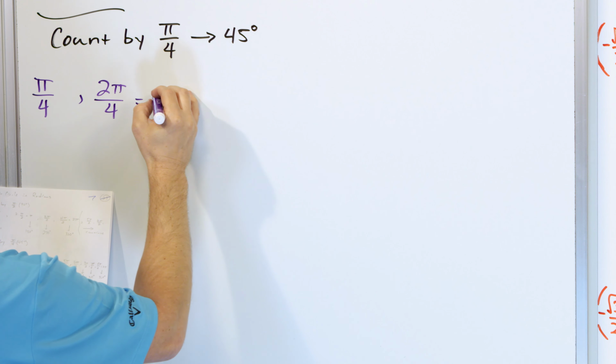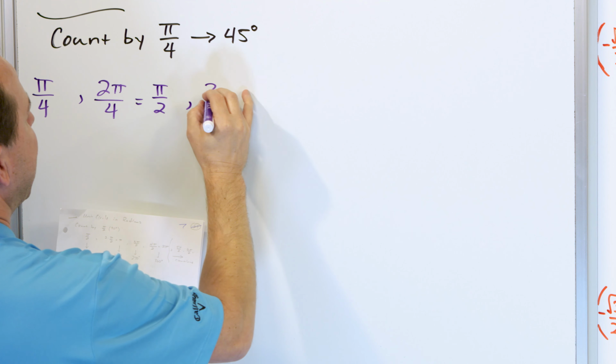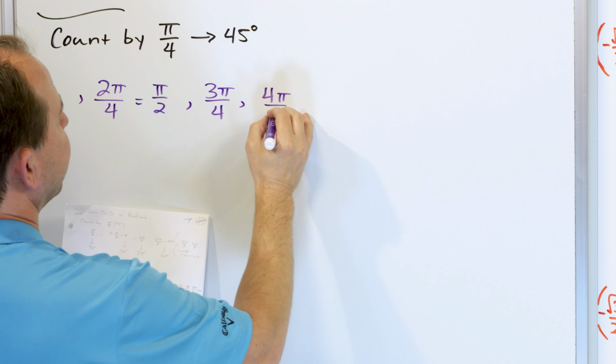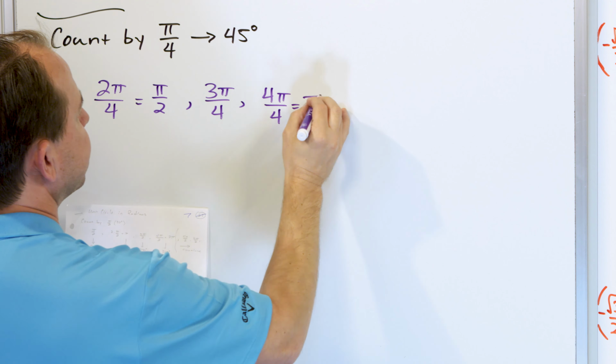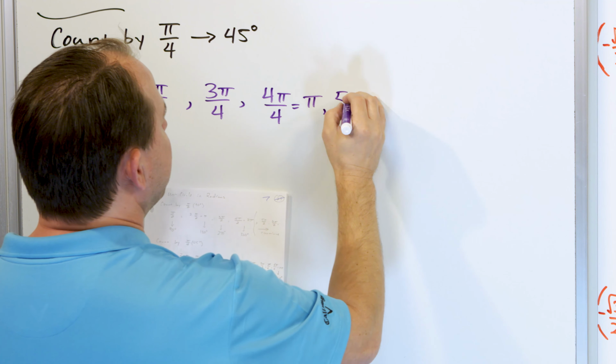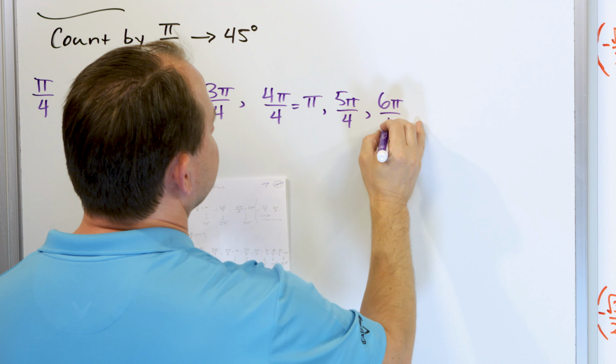It's going to give you pi over 2, right? Then we have 3 pi over 4. That can't be reduced. Then we have 4 pi over 4. This can be reduced to pi because the 4's cancel. Then we have 5 pi over 4. Then we have 6 pi over 4.